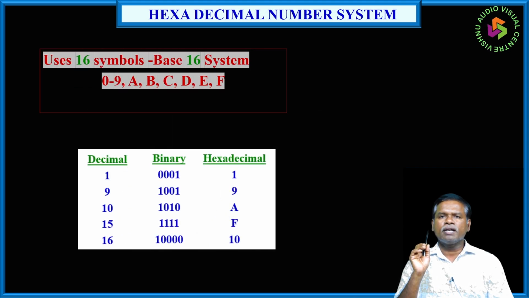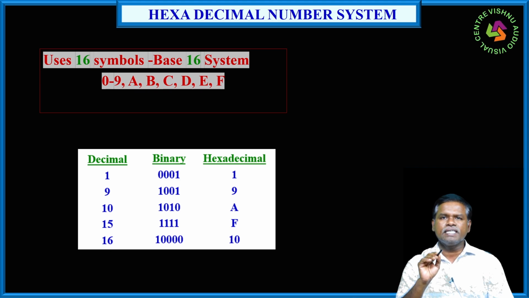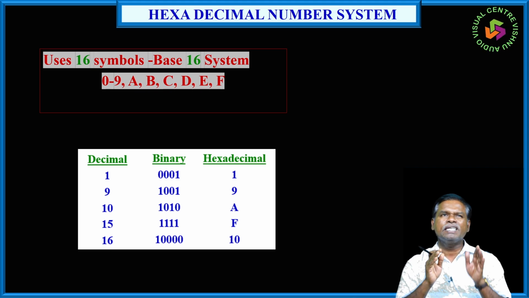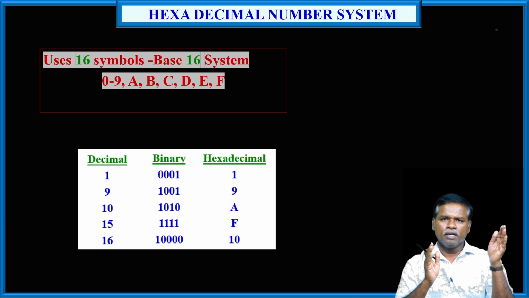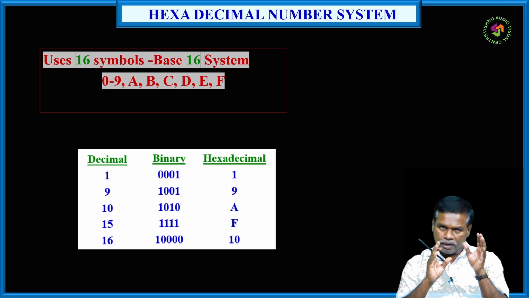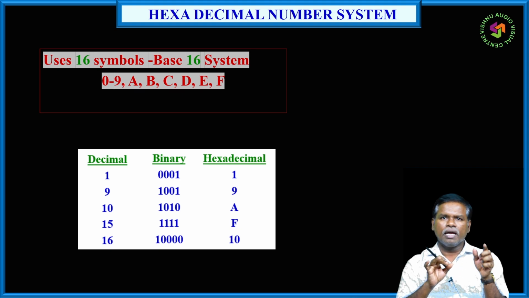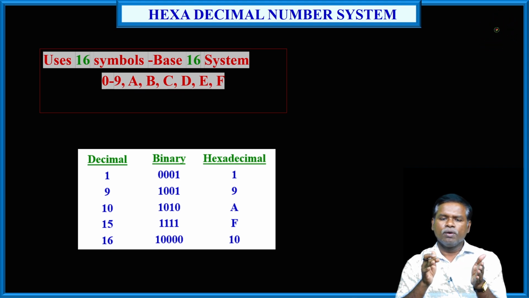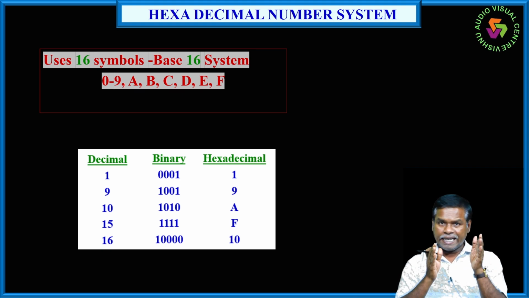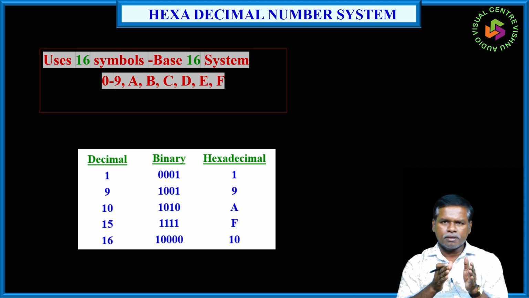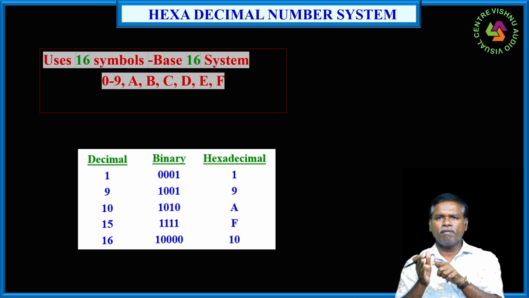Now coming to another frequently used number system, the hexadecimal number system. Here the base is 16, so there will be 16 different symbols. Those 16 different symbols are 0 to 9, a total of 10 digits, and after 9, the alphabets A to F.